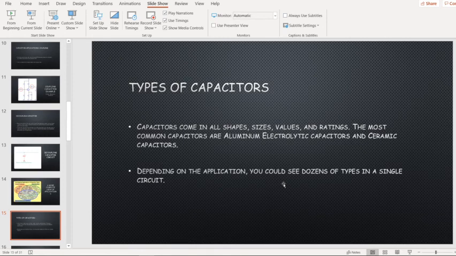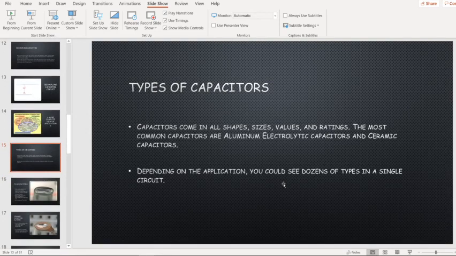Depending on the application, you could see dozens of types in a single circuit. And what I mean by that is they may use a different type of film capacitor in certain parts of the circuit, or a different dielectric for the ceramic, or you can see tantalum and aluminum electrolytic, niobium dioxide. There's a ton. And you don't really see very many except for film, ceramic, and aluminum electrolytic. So those are the ones we're going to be focusing on because they're the most common.